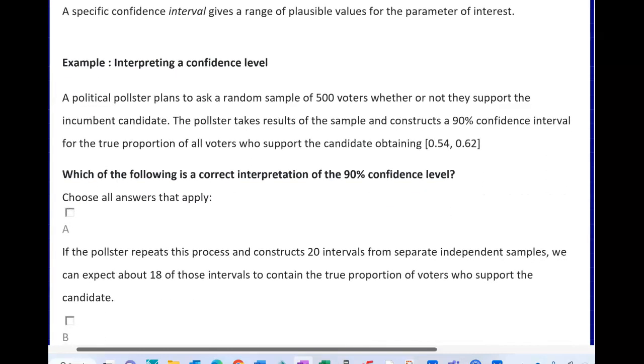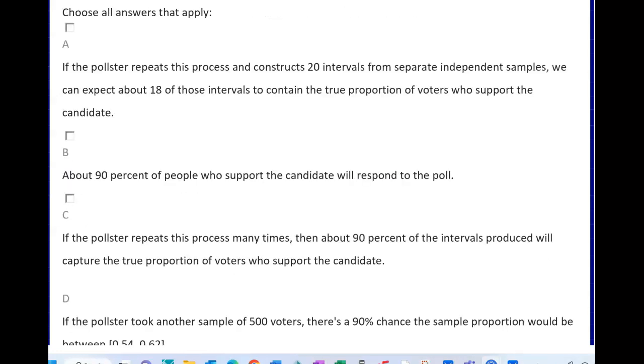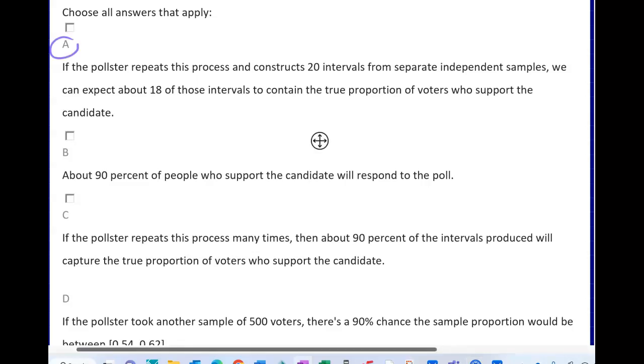So here's a scenario. I'll let you read it. Is the first one true? Do we agree with that? Yes, no, maybe? Yes? Why? Yeah, so we talked about this idea of 90% capturing the true population proportion, and 18 out of 20 is that 90% of intervals. So yeah, that one is true.